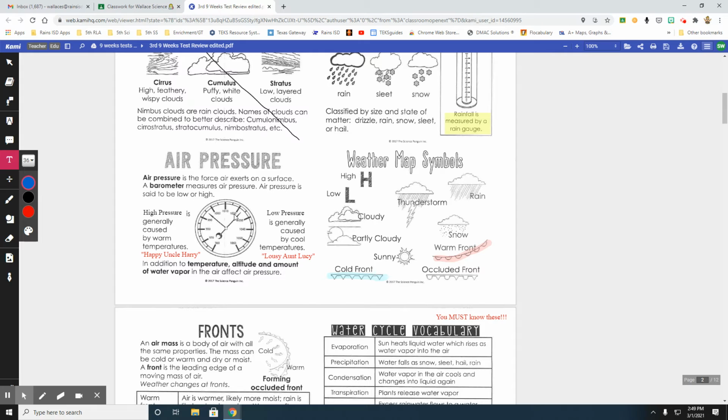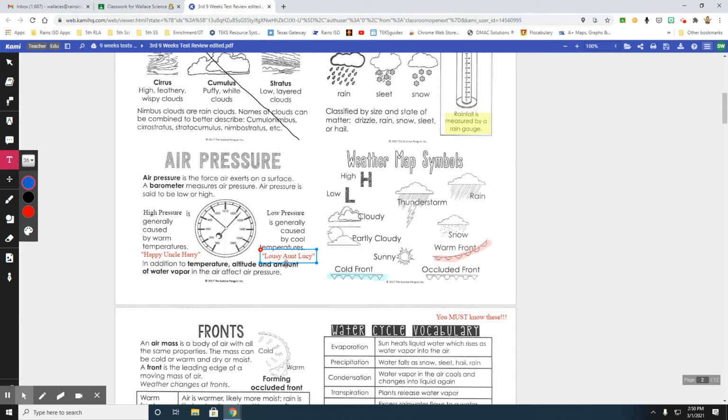It kind of looks like a clock face. We see we have high pressures on the right side, low pressures on the left. And so typically we're going to see high pressures associated with warmer temperatures. The weather is going to be sunny. It's going to be warmer. And so what I use to help us remember this with the high pressure is Happy Uncle Harry. So the H for Harry reminds us that Happy Uncle Harry brings sunny skies and warm temperatures.